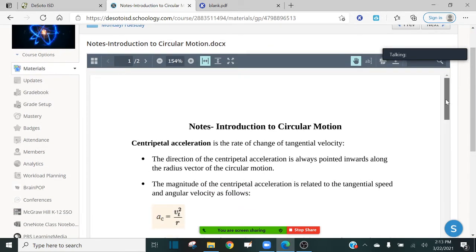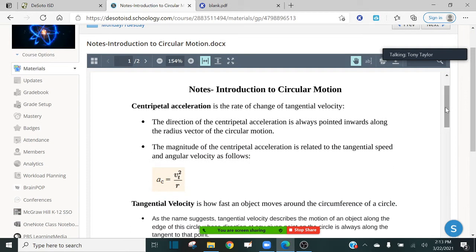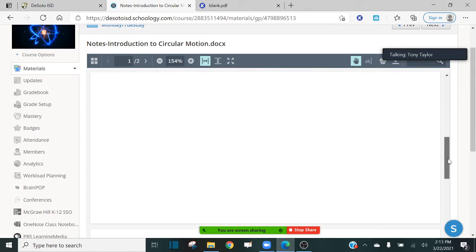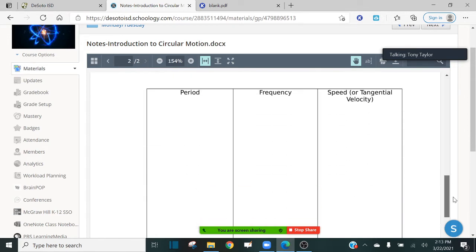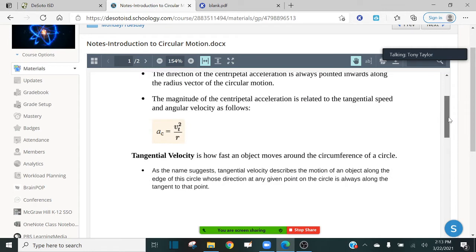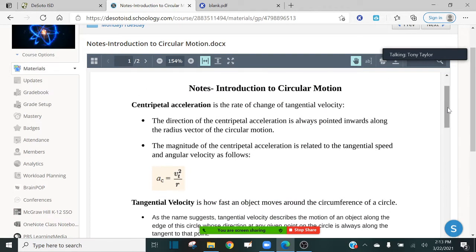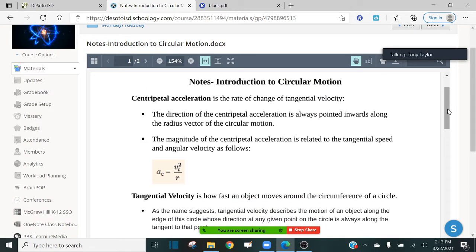Okay. We're going to get started going over these notes today, and then we're going to finish them up on Wednesday. But let's just talk about this first page right here. So, circular motion.